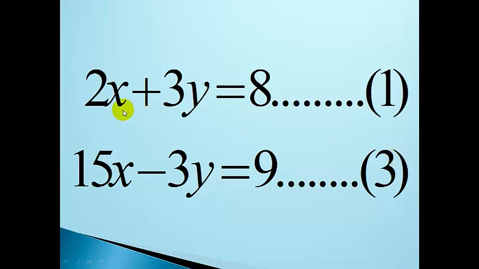So now we have these two equations, equation 1 and equation 3. So we have 2x plus 3y equals 8 from equation 1. Then 15x minus 3y equals 9. This is our equation 3. Now we can see that the constant coefficients are the same, that is 3, 3, but the signs are opposite. So because the signs are opposite, that is why we are going to add the two equations together. If the signs are the same, you subtract one from the other. But because the signs are opposite, we now add the two equations together so that we can eliminate y, and at the end we find x.